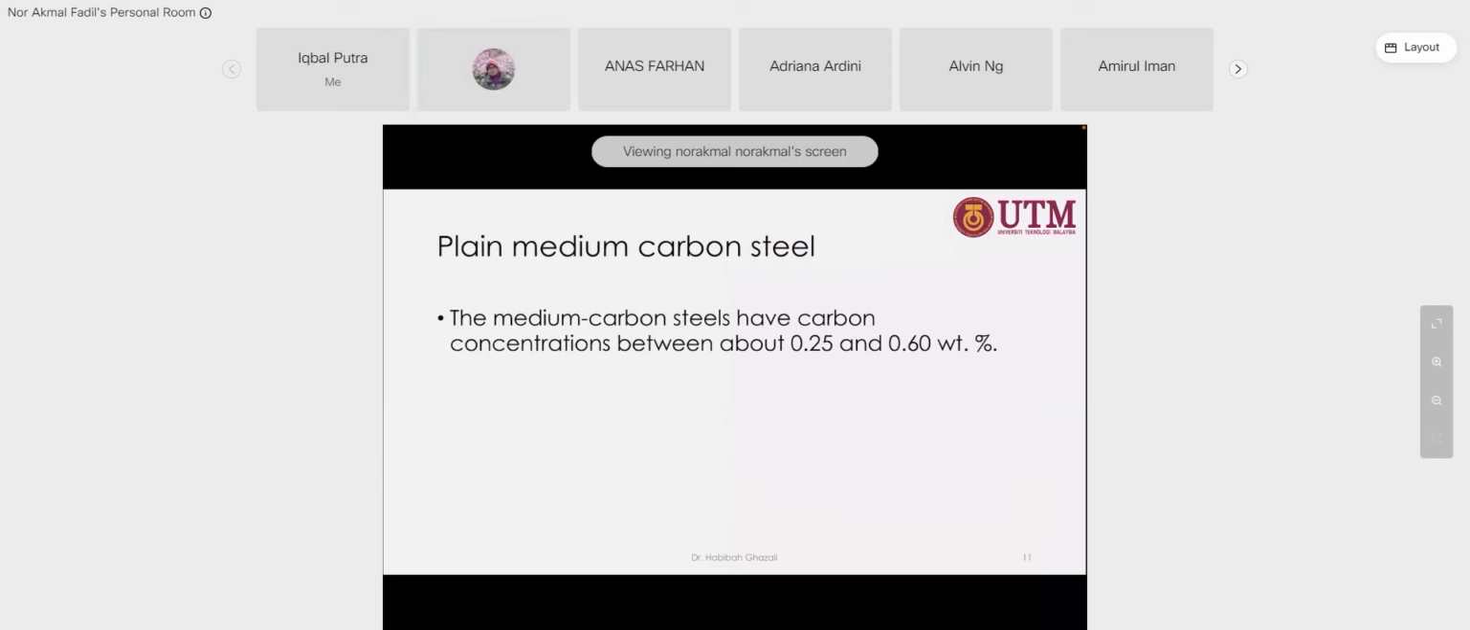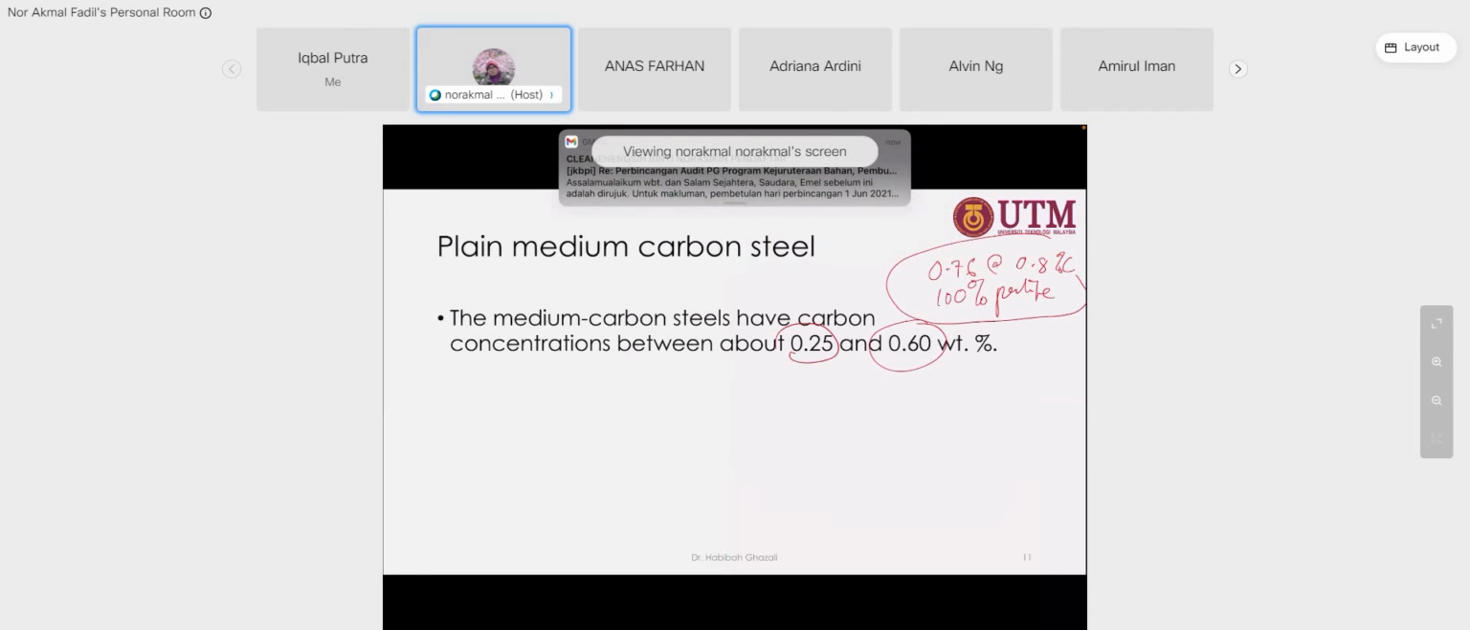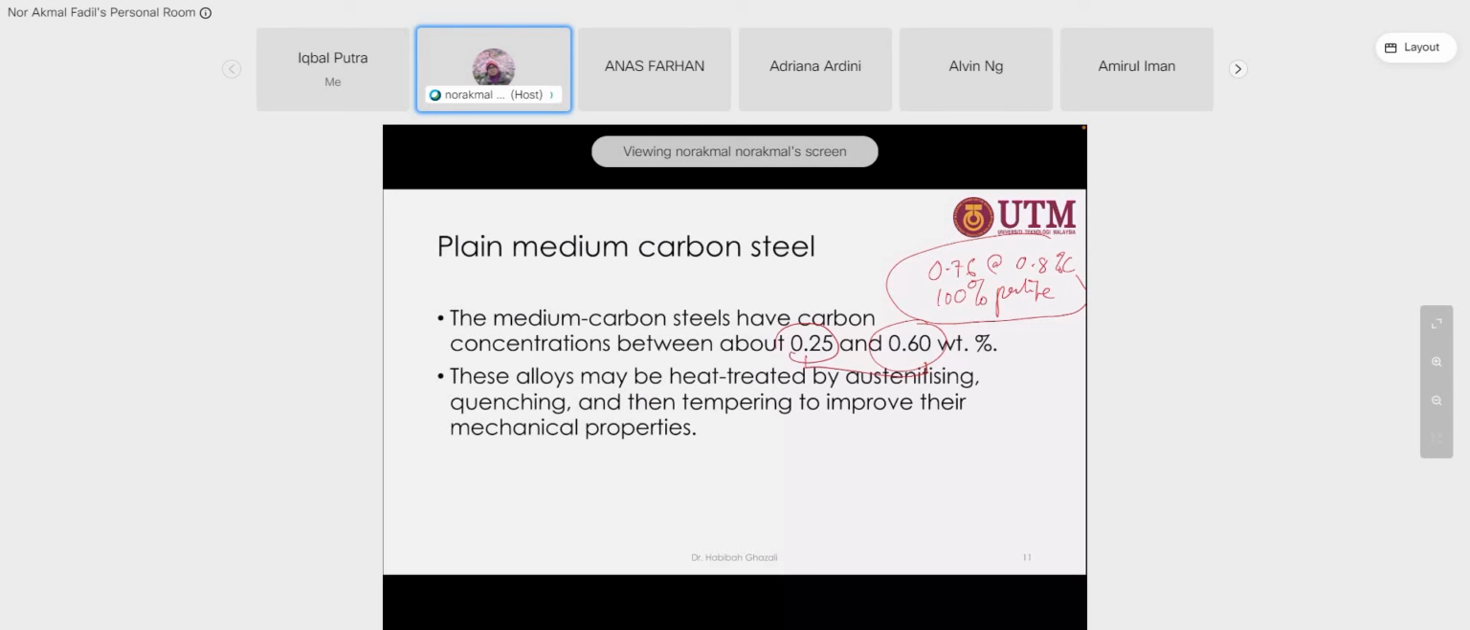So next is medium carbon steel. When we talk about medium, the range is between 0.2 until 0.6. Okay, the amount of pearlite slightly increased, but not 100% pearlite. Remember, at 0.76 or sometimes they call it 0.8% carbon, you will obtain 100% pearlite. So this kind of plain carbon is considered high carbon steel. So medium is between 0.2 until 0.6% carbon.